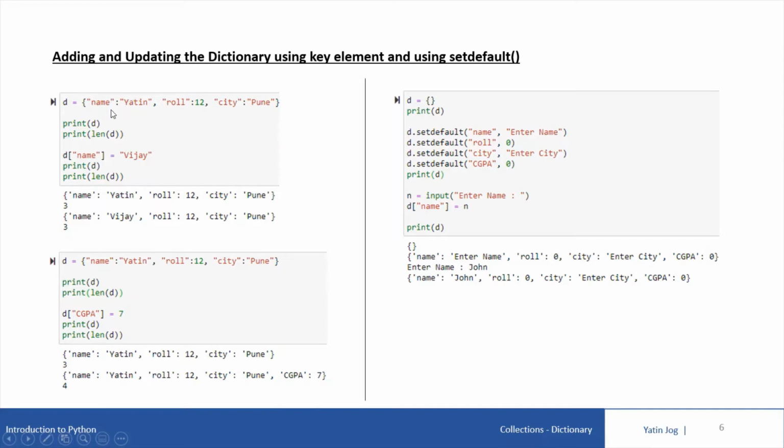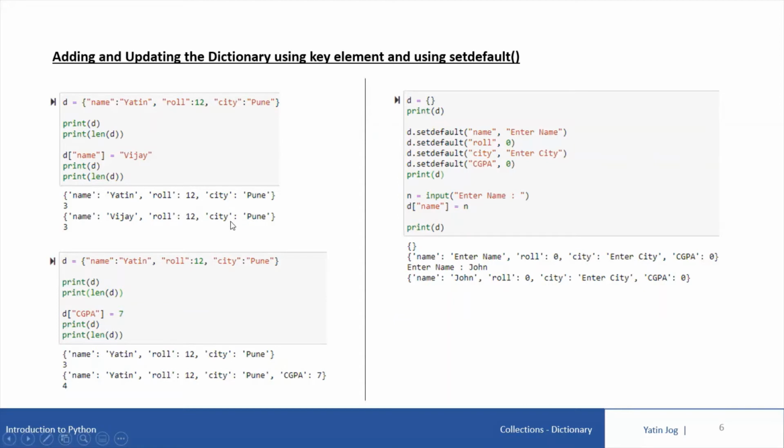Now, we have one existing key, name, and the value mapped with that key is Yatin. But if I want to change the mapping of name from Yatin to Vijay, I can directly say D of name is equal to Vijay. It will override the current mapping of name, so Yatin will be replaced by Vijay. If I say print D and length D, you can see now name has been mapped with Vijay. It has overwritten the previous value Yatin.